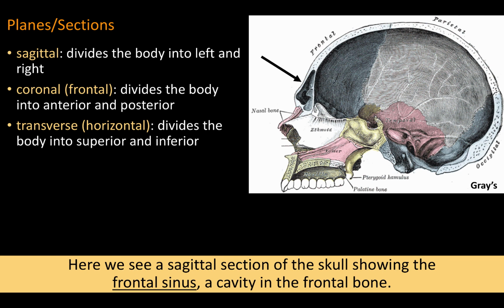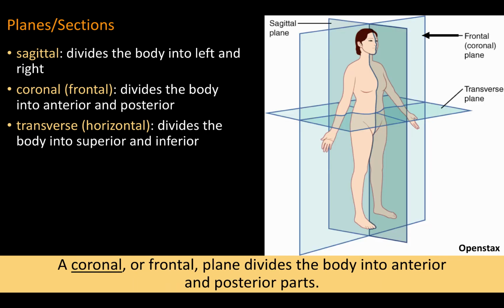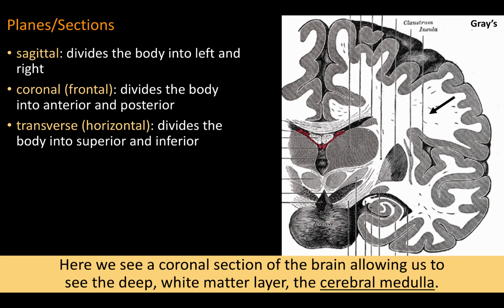Here we see a sagittal section of the skull showing the frontal sinus, a cavity in the frontal bone. A coronal or frontal plane divides the body into anterior and posterior parts. Here we see a coronal section of the brain allowing us to see the deep white matter layer, the cerebral medulla.